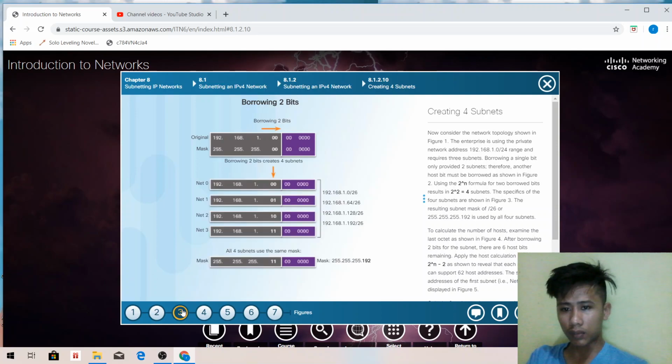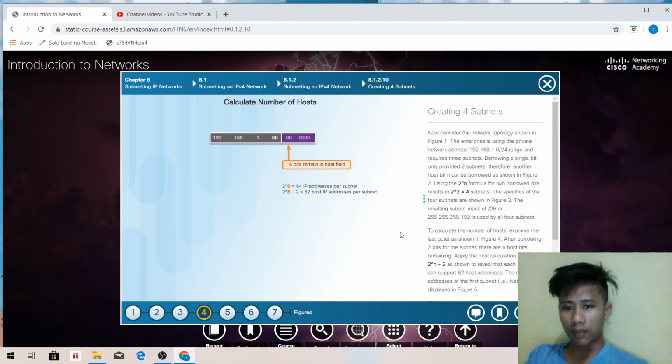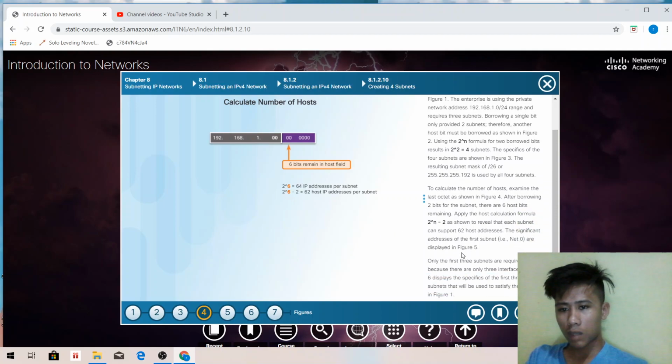And then in Figure 3, the resulting subnet mask of /26, or 255.255.255.192, is used by all 4 subnets. To calculate the number of hosts, examine Figure 4. After borrowing 2 bits for the subnet, there are 6 host bits. Therefore, we can apply the host calculation formula, 2 raised to n, which reveals the subnet can support 62 host addresses.